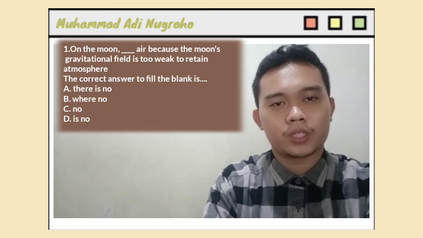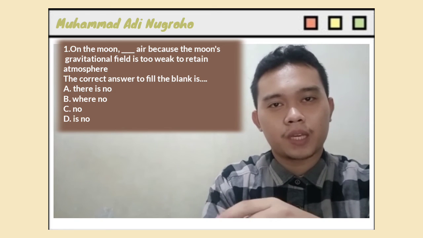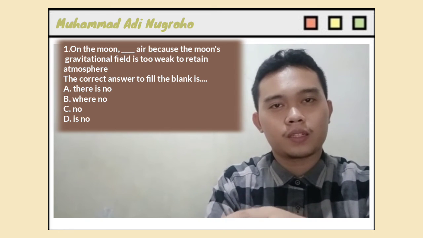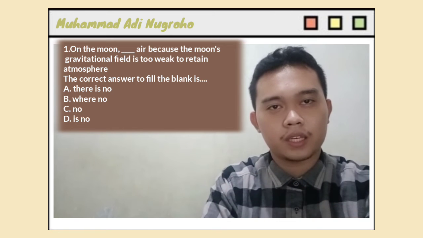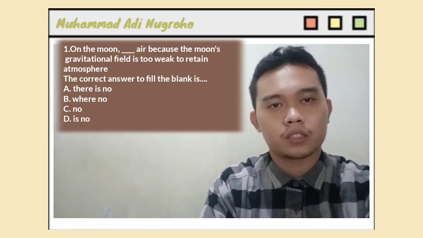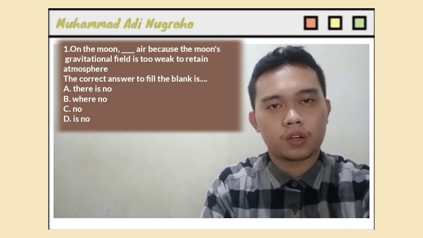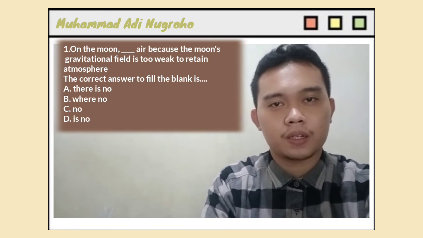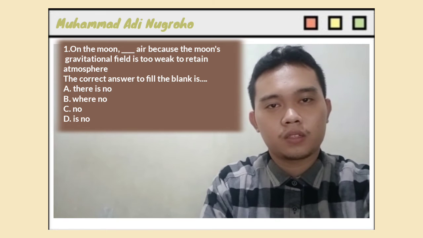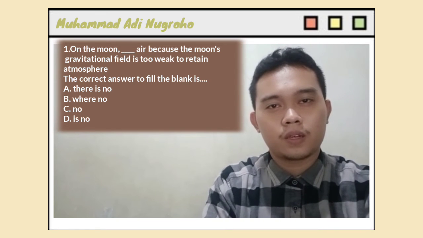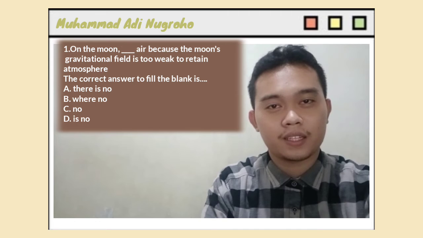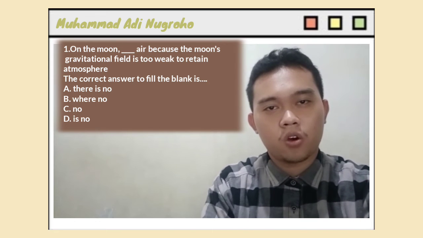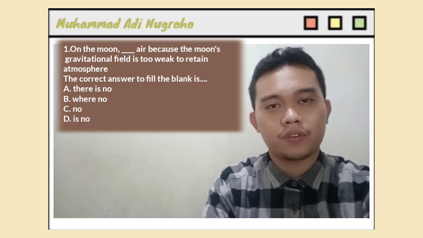Now we see the question. There is the word because. This because is a connector of two clauses. So there are clauses before the word because and after the because. What we seek to answer is before the because. So let's see it. This word air is the subject. On the moon is an adverb. So we need to fill the blank with a verb.